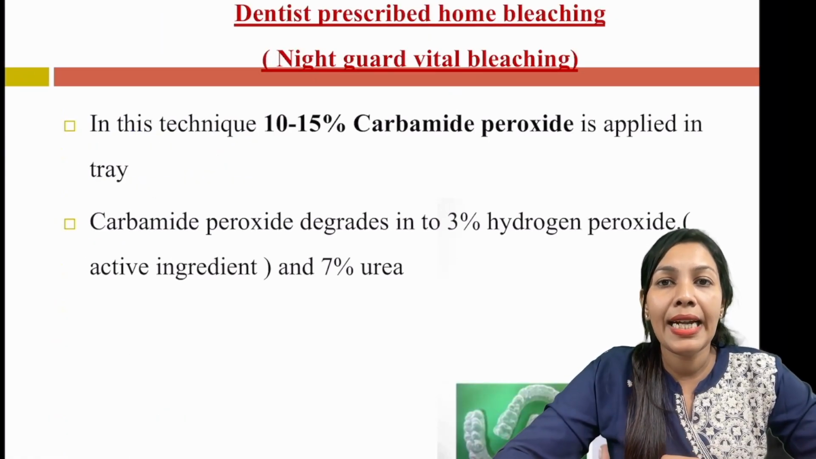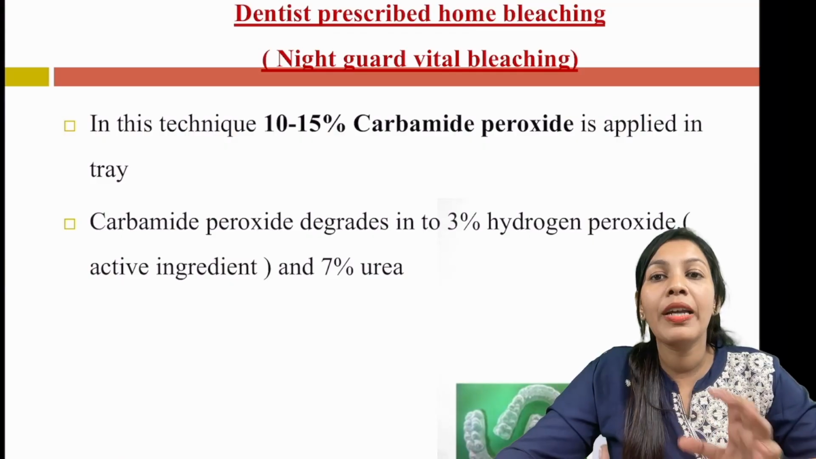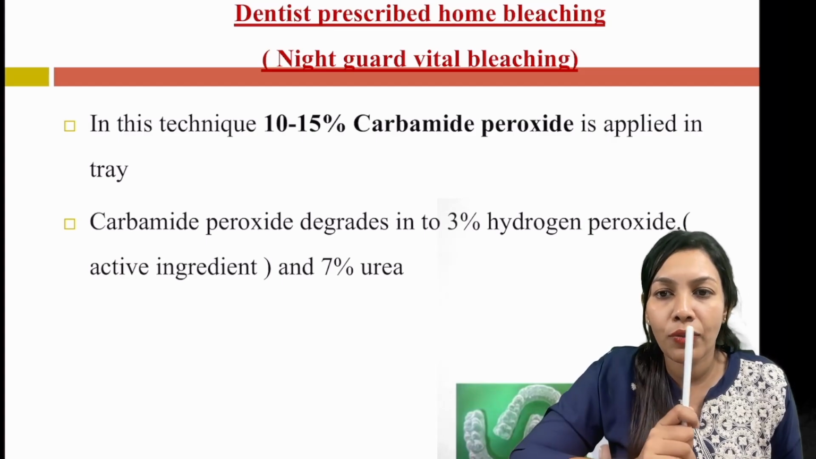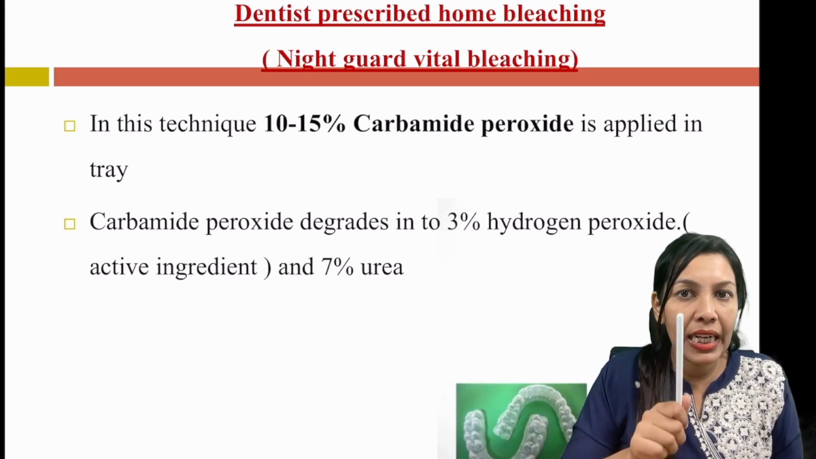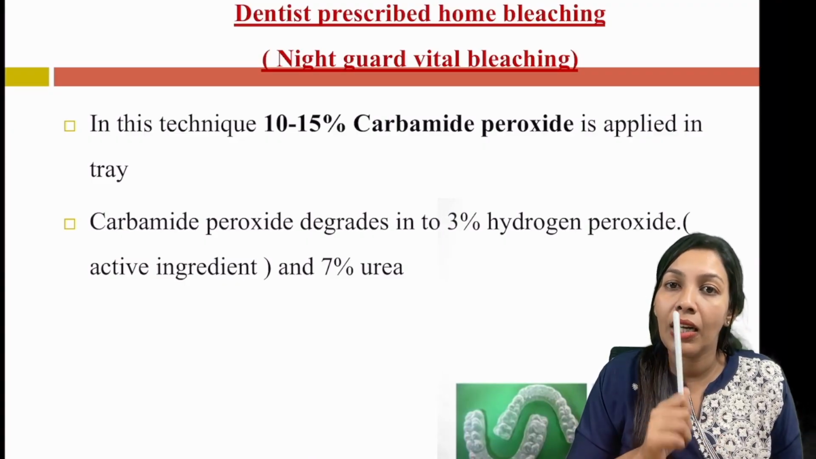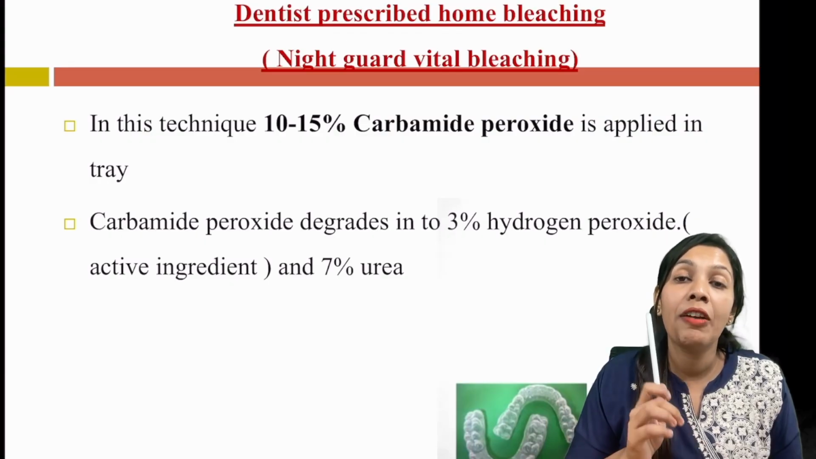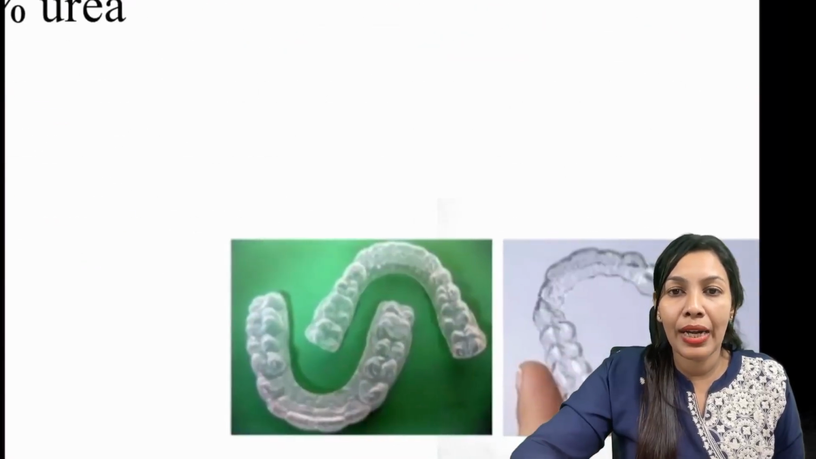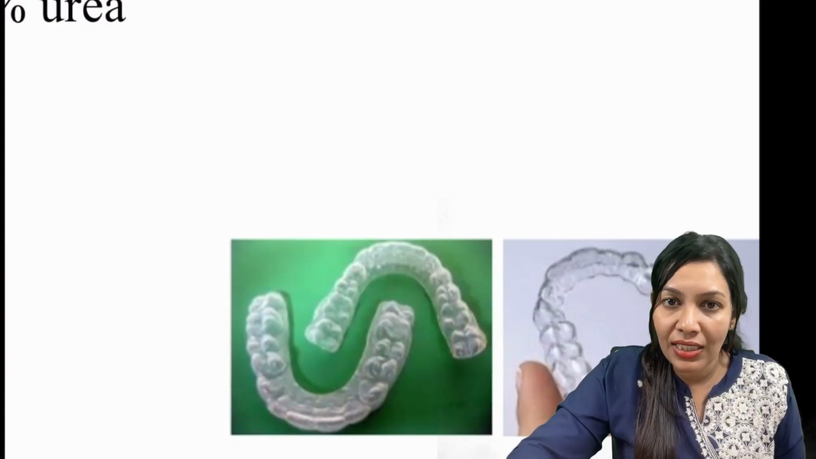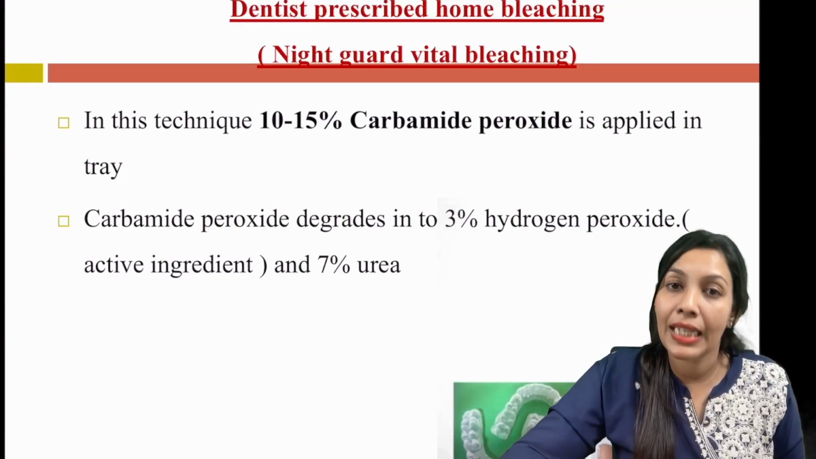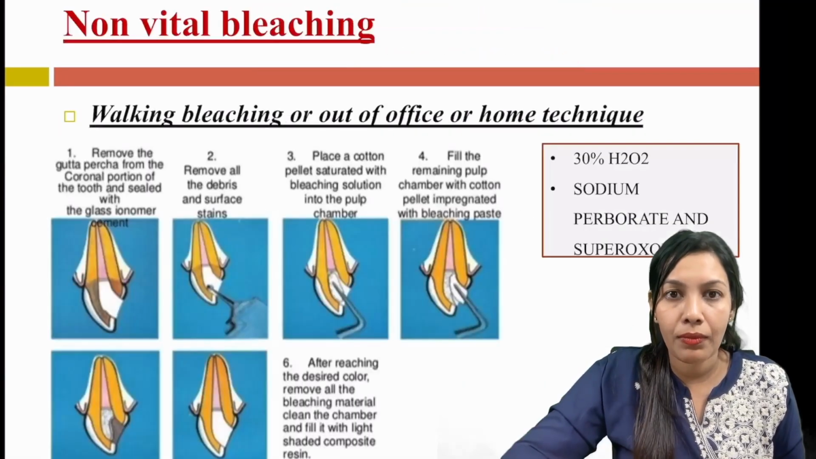Next is dentist-prescribed home bleaching. Here the patient is going home. What we give them is 10 to 15% carbamide peroxide. Don't get confused with all these things. In the clinic, we'll be dealing with only hydrogen peroxide. If the patient is going home and doing the bleaching, it is otherwise called night guard bleaching. We'll be giving carbamide peroxide. The patient will be using trays like this. Into that, the bleaching agent is placed and we ask the patient to keep that in at night. Hope you understood.